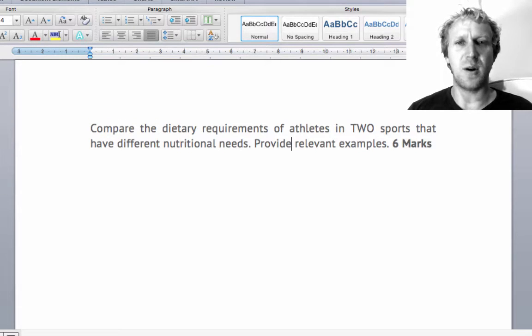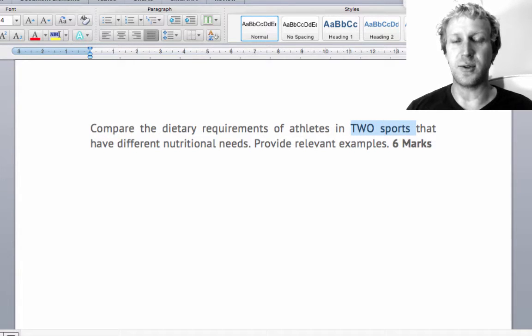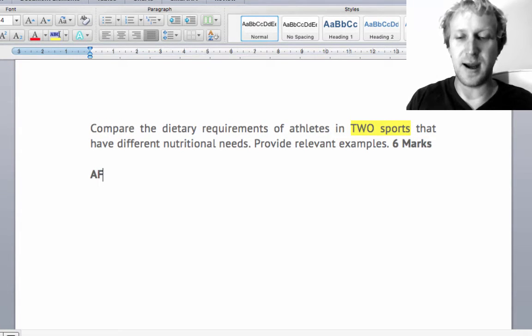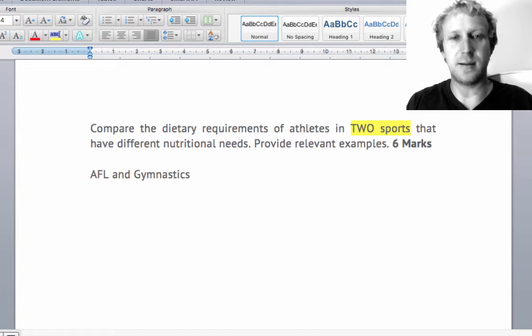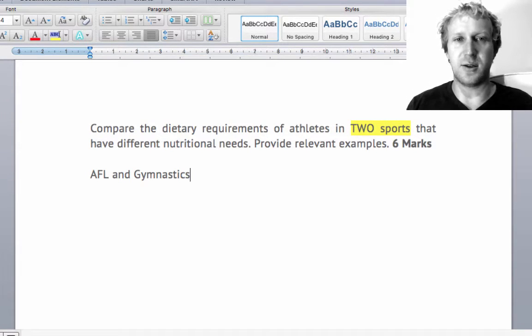So when I'm looking at this question, straight away I want to make sure I pick my two sports first. So my two sports, I'm going to make sure I pick, let's do AFL, and I'm also going to have a look at gymnastics. Okay, so they're my two sports I'm going to do.